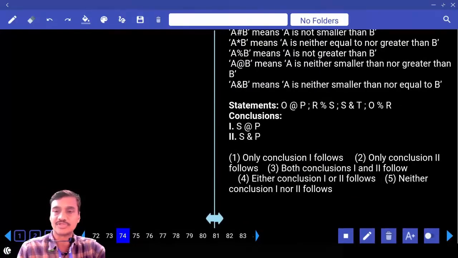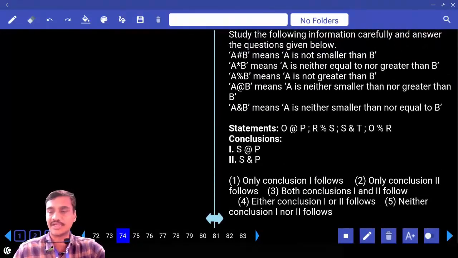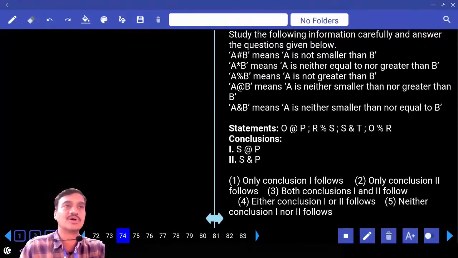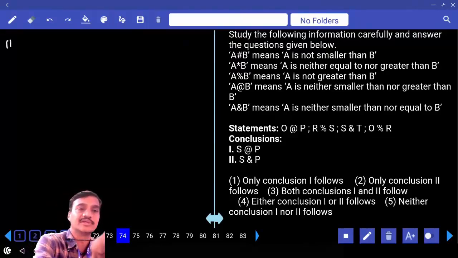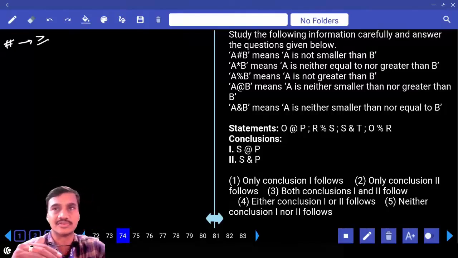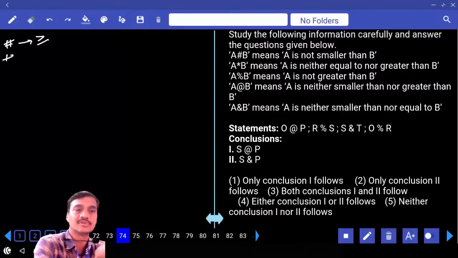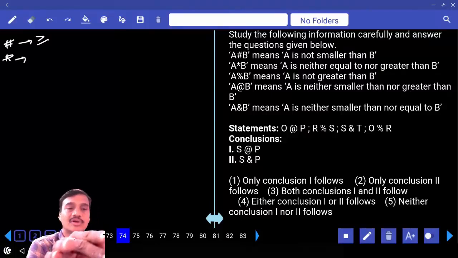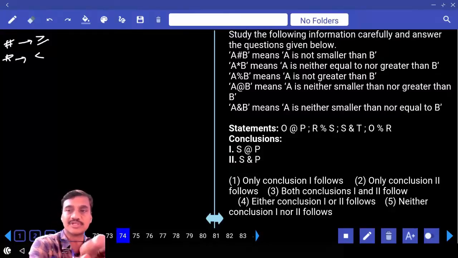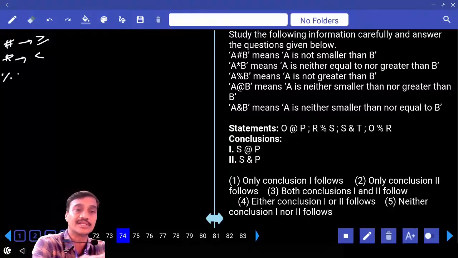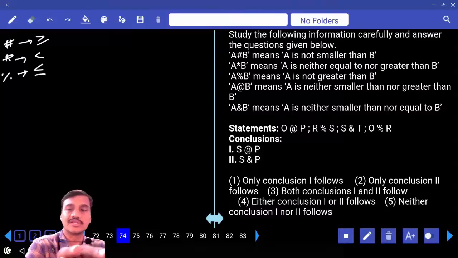Then first one, hash stands for not smaller than. What is the meaning of not smaller than? Hash means not smaller than, it cannot be smaller than. It is not lesser, hence it must be either greater than or equals to. And star stands for neither equal nor greater than. Not equal, not greater, hence it must be lesser than. And percentage is not greater than, it should not be greater, hence lesser than or equals to.